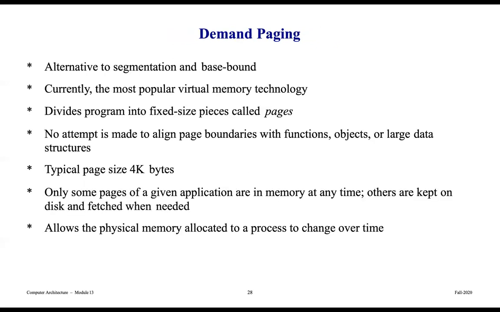What about demand paging? It's an alternative to segmentation and base-bound approaches. It's currently the most popular virtual memory technology. It divides a program into fixed size pieces called pages. No attempt is made to align page boundaries with functions, objects, or large data structures. Typically, a page size is 4K bytes. Only some of the pages of a given application are in memory at any time. Others are kept on the disk and fetched when they're needed. So demand paging allows the physical memory allocated to a process to change over time.